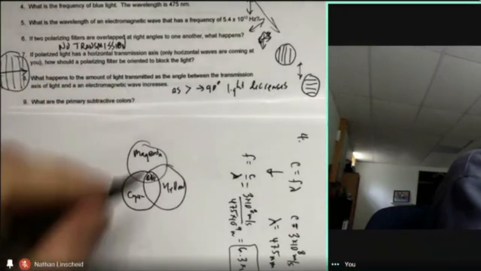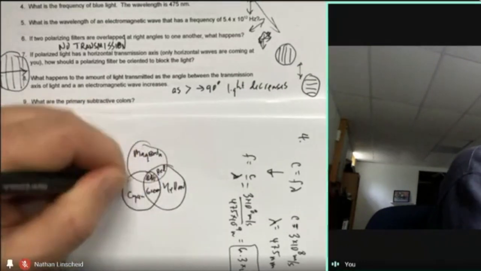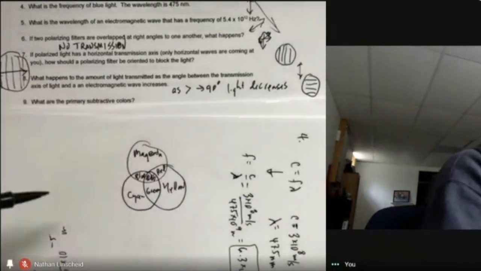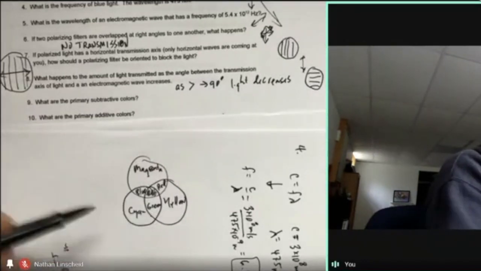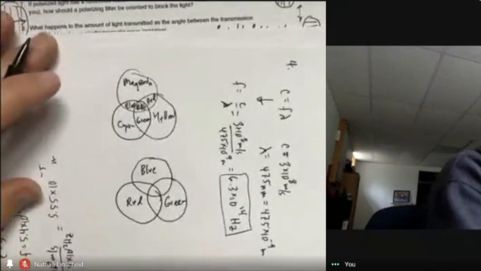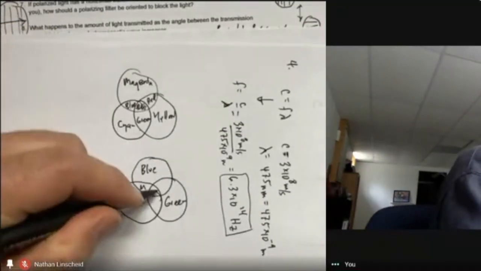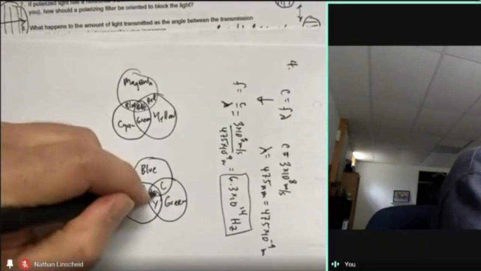Between magenta and yellow, you have red. Between yellow and cyan, you have green. And between cyan and magenta, you have blue. All right, these are the secondaries. Now, the next question is, what are the primary additive colors? So basically, all the secondaries become primaries and the primaries become secondaries. So let's draw that. I've got blue, red, and green. Between blue and red, we have magenta. Between green and blue, we have cyan. And between red and green, we have yellow. And where they all mix together, we get white.